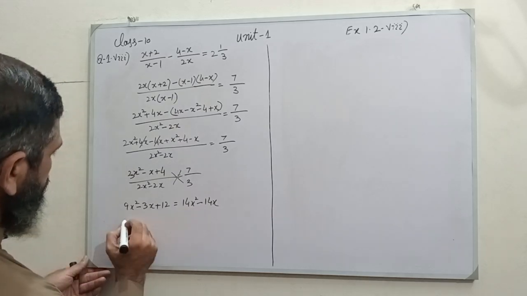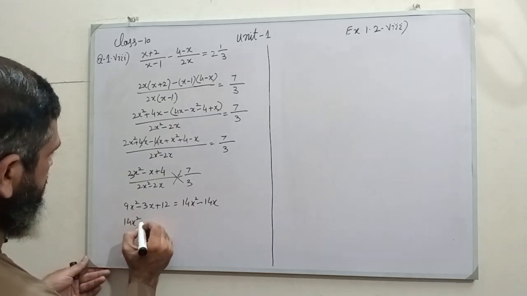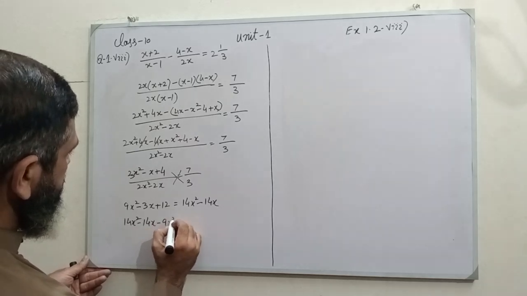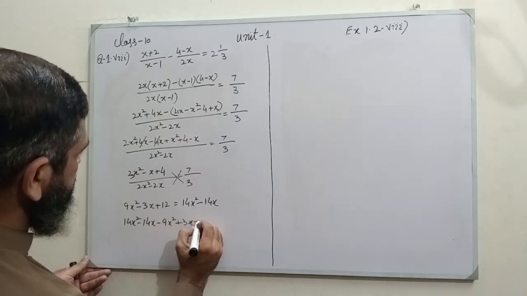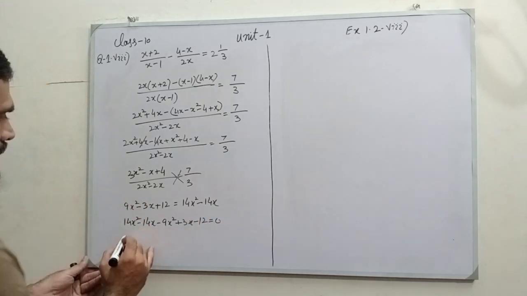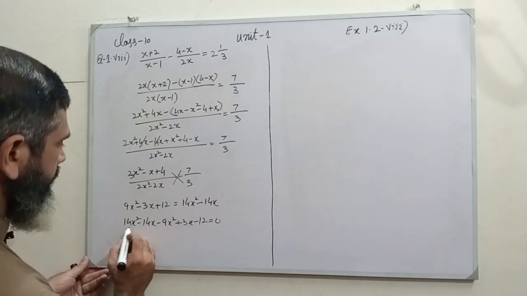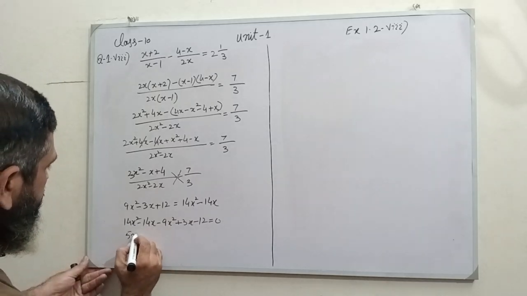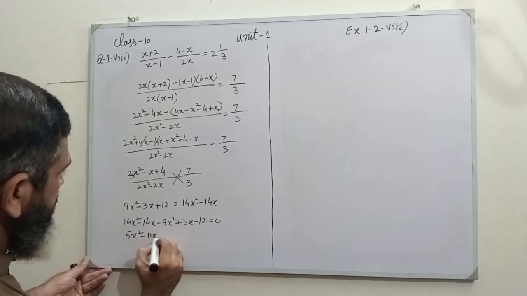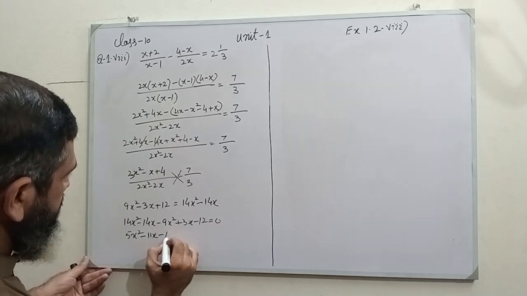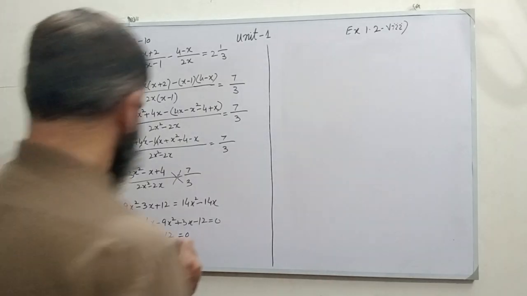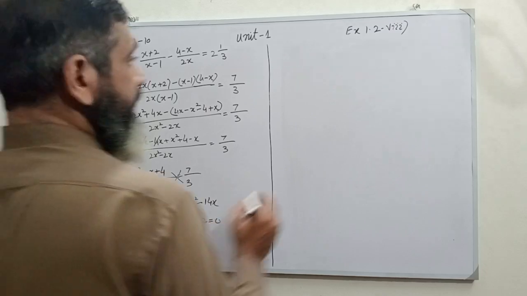Okay, so here 14x square minus 14x minus 9x square plus 3x minus 12 is equal to 0. It will be 5x square minus 11x minus 12 is equal to 0. Now it is in standard form. So what is the value of a?